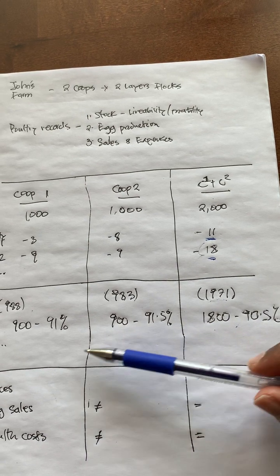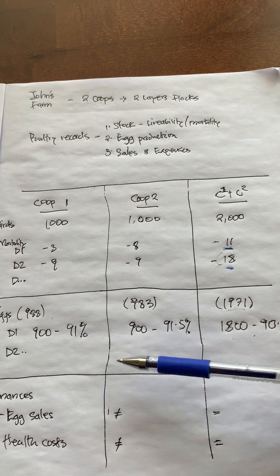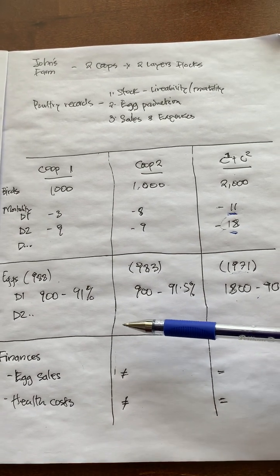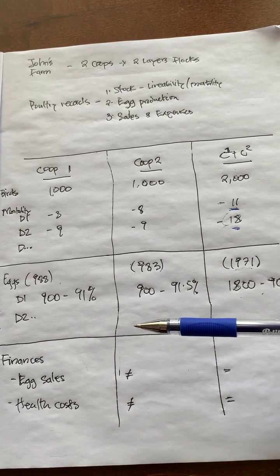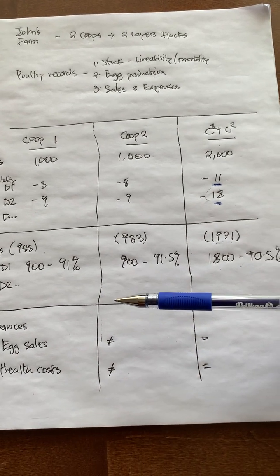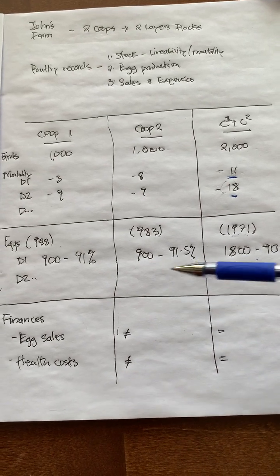Where is our production high and up to the expectation, and where is it falling, and where do we need to investigate and maybe look at what we can do to improve that.